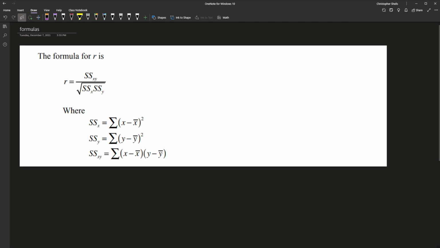The formula for r, the correlation coefficient, is SSxy divided by the square root of SSx times SSy. And recall from 10.1 that SSx is the sum of the squares of the differences between the x values and x bar. SSy is the sum of the squares of the differences between y and y bar. And then we have SSxy.